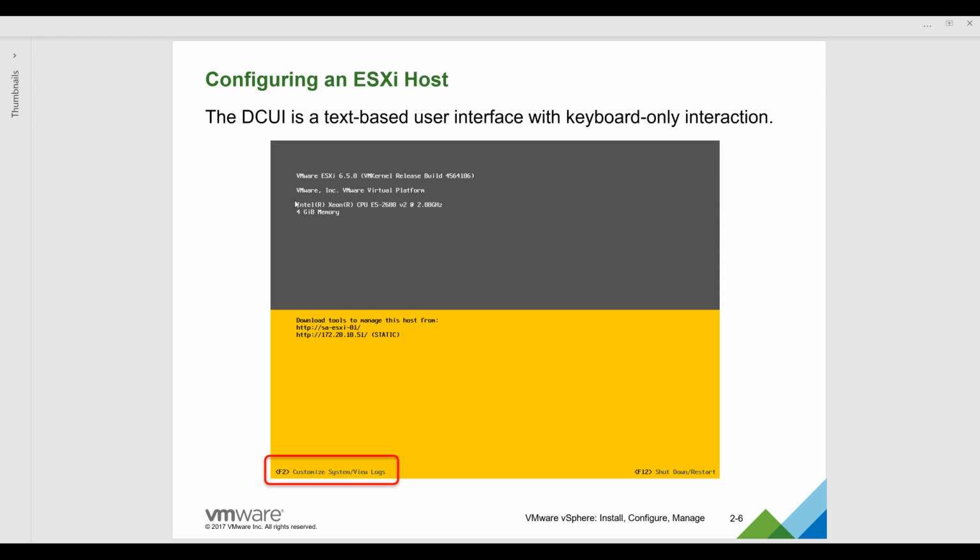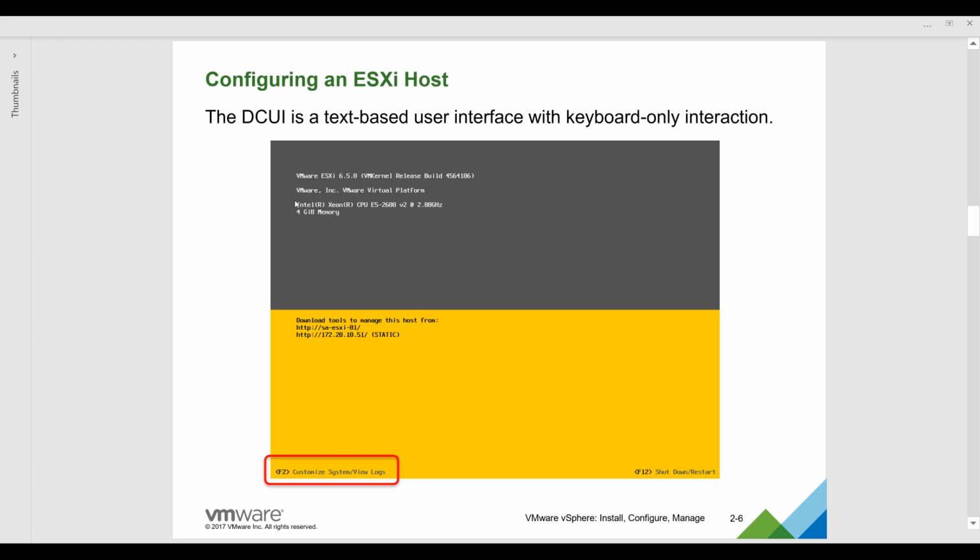Configuring an ESXi host: the direct console user interface. It's a text-based user interface with only keyboard interaction. You cannot use your mouse. Okay. Once you get logged in, this is the first screen you'll see. If you're using 6.5, you're going to see VMware ESXi 6.5. Then you're going to see your build number.